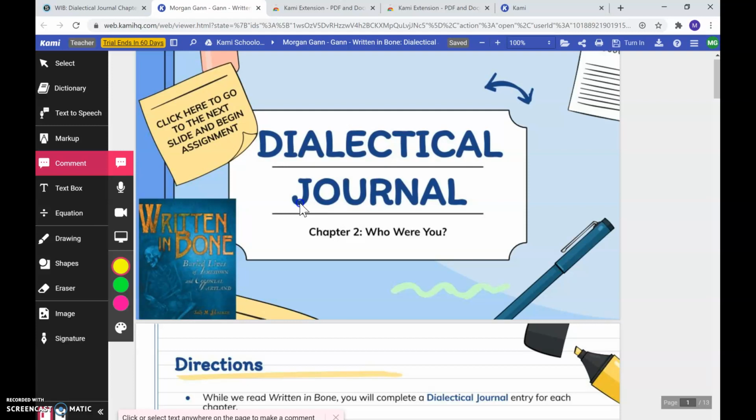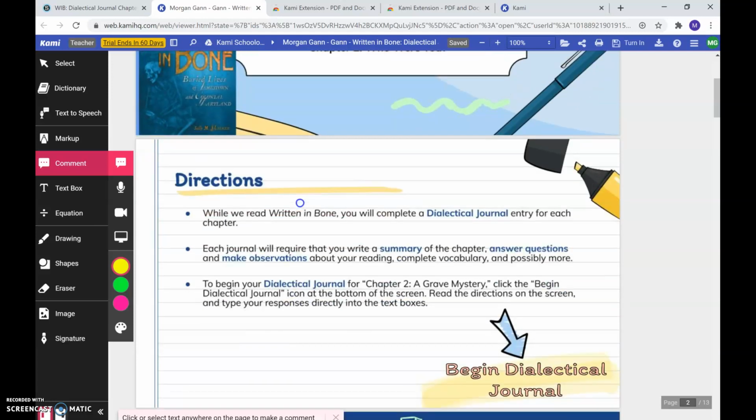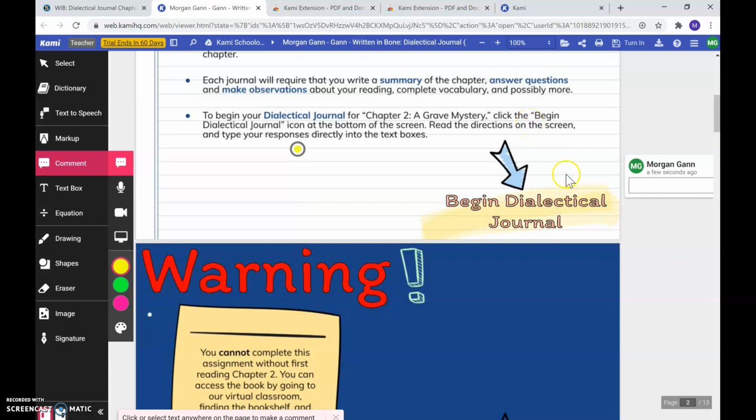Okay, so your dialectical journal for Chapter 2. You had to have listened to Chapter 2 that was posted earlier in the week. You cannot do this assignment without having read Chapter 2. So, directions. Again, while we read Written in Bone, you're going to complete a dialectical journal for each chapter. Each journal is going to require that you write a summary, answer questions, make observations, work on some vocabulary, and occasionally you're going to have more assignments than that.